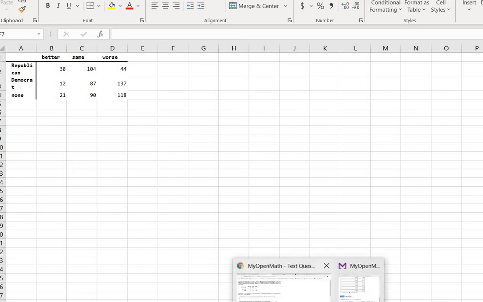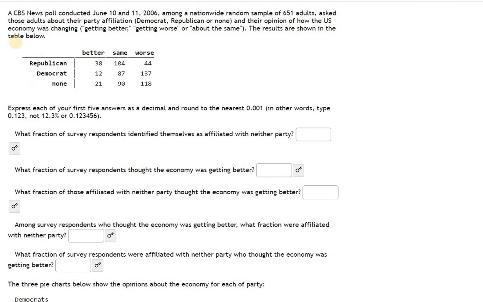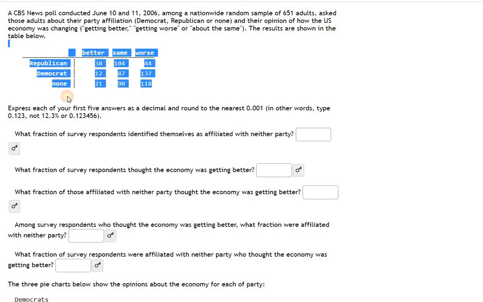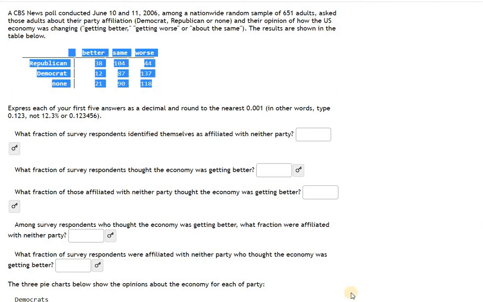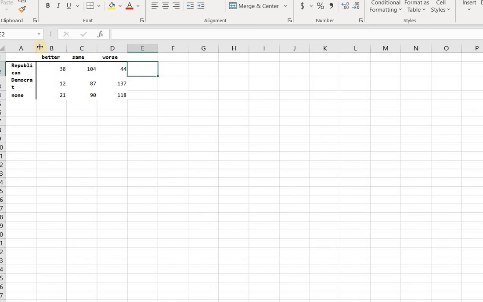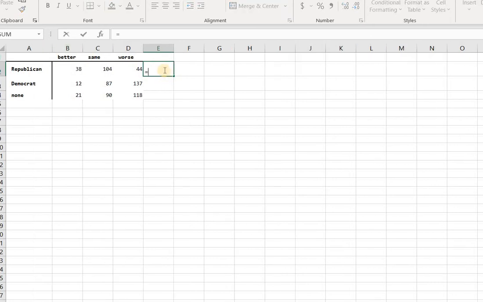Maybe you need to try that multiple times. I found that if you start from the row before the table and select the row after the table, that's going to work. If you select only the table, probably that's not going to work. I'm going to find the total Republicans and Democrats and none. Okay. Now I can copy this formula down.